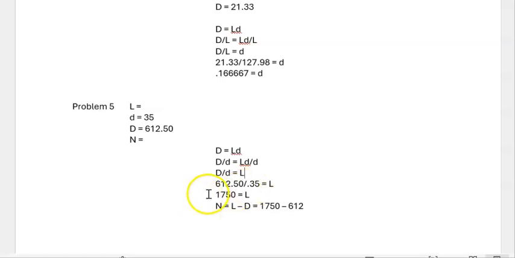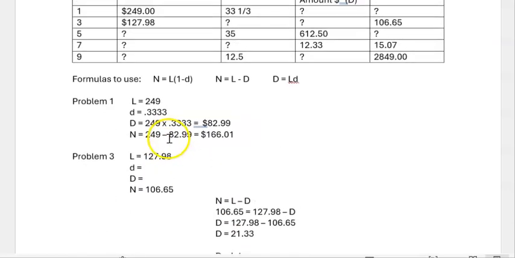Okay, so our discount amount is $612.50. Our discount percentage is 35, or 0.35. So you take $612.50 divided by 0.35, and that will give us our list price. Our list price is $1,750. Okay, so now we know what our list price is. We know what our discount amount is. So we come up here.